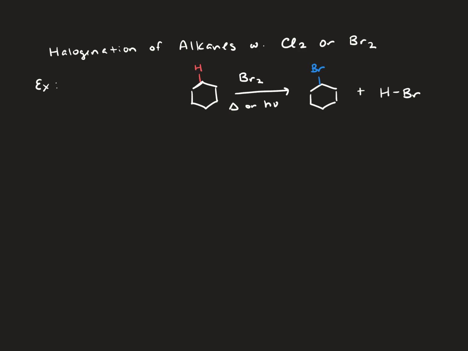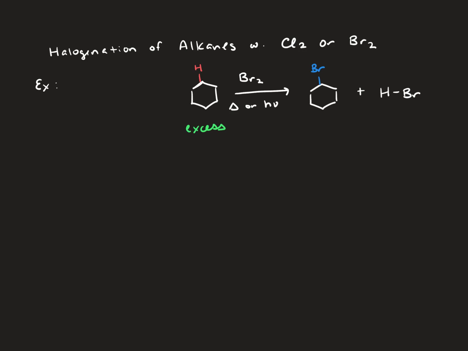And we generally only see a single addition, but that's not because this reaction only wants to do a single addition. It's because you generally use the alkane in excess. So there's a lot more alkane than there is bromine, and that stops you at one addition.